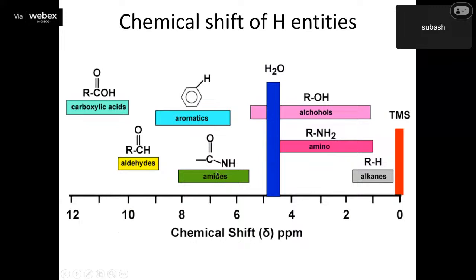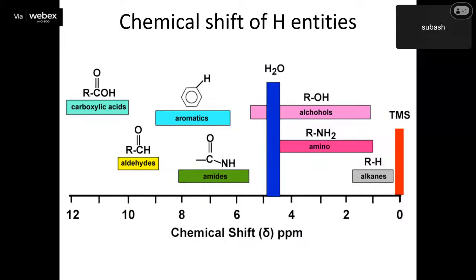Aldehydes will be in this range. Amides will be in the 6 to 8 ppm range. Aromatics are in this range, about 6.5 to 9 ppm. You can see all these constituents, hydrogen entities, are placed in these chemical shift ranges. And you can look at the database, which will tell you all the components which are possible, which all have been identified. You can look and find out the chemical shifts of different constituents of hydrogen entities.